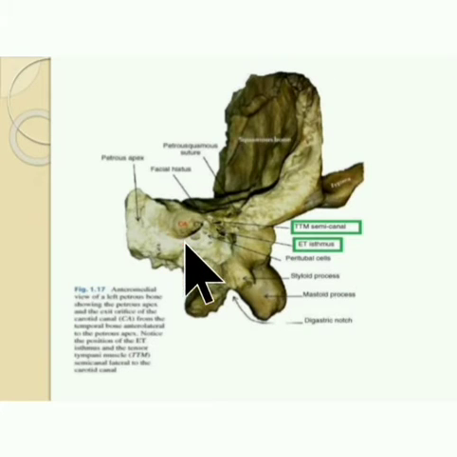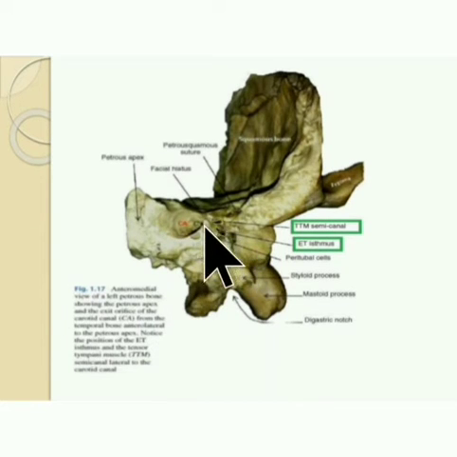So here is the anterior border. The anterior border of the petrous part of the temporal bone fuses with the greater wing of the sphenoid bone, and here forms a canal, which is called the musculotubular canal. The musculotubular canal is divided into an upper part and a lower part: the upper smaller part and the lower larger part.